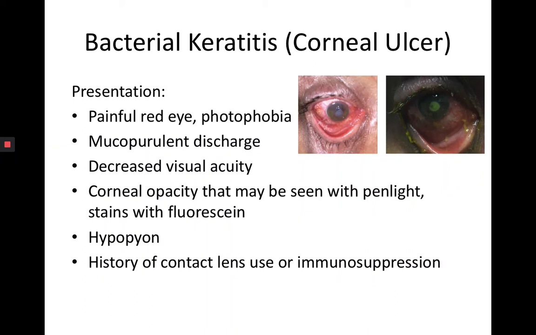When you examine the patient, even without fluorescein, you might actually see the corneal opacity, indicating that there's an ulcer there, especially if the lesion is more than about half a millimeter. You should be able to spot it with just a pen light. Patients may present with a hypopyon as well, and it's important to know if they have a history of contact lens use or immunosuppression.